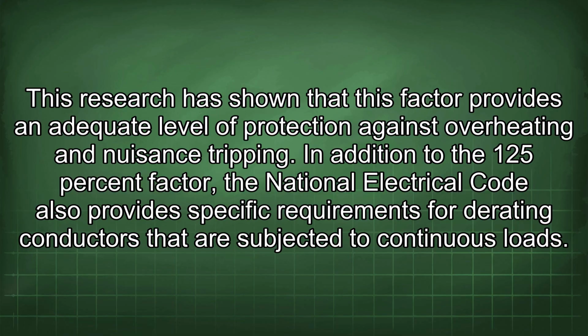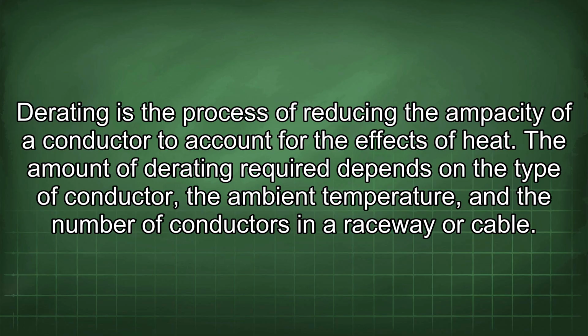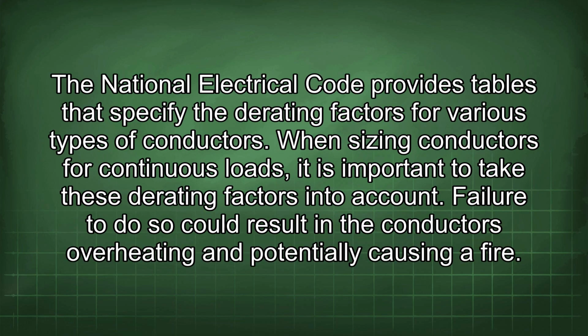In addition to the 125% factor, the National Electrical Code also provides specific requirements for derating conductors that are subjected to continuous loads. Derating is the process of reducing the ampacity of a conductor to account for the effects of heat. The amount of derating required depends on the type of conductor, the ambient temperature, and the number of conductors in a raceway or cable. The National Electrical Code provides tables that specify the derating factors for various types of conductors. When sizing conductors for continuous loads, it is important to take these derating factors into account. Failure to do so could result in the conductors overheating and potentially causing a fire.